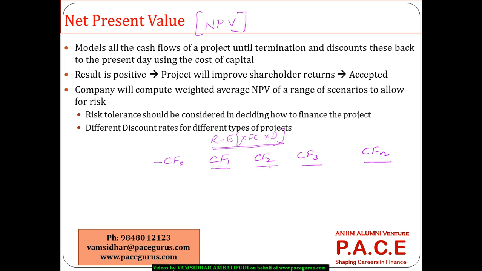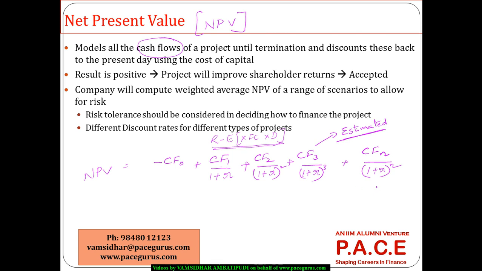So whatever is the net cash flow in each of these years, I bring them to the present value by discounting with the appropriate discount rate. I discount all of them, sum up all these cash flows, and this is what I call the net present value of the project. So it is modeling all the cash flows. Here these are estimated cash flows, not actuals, because we don't have any understanding about the actuals. So these are estimated cash flows for the project until termination.